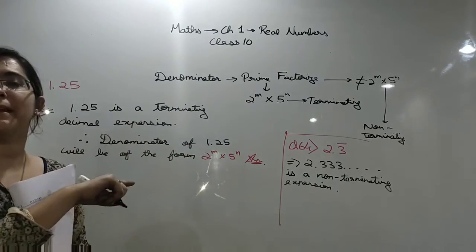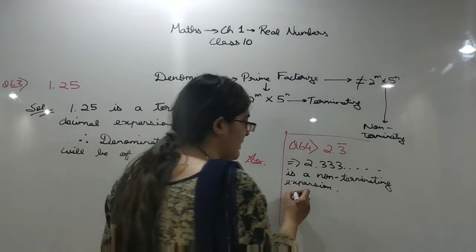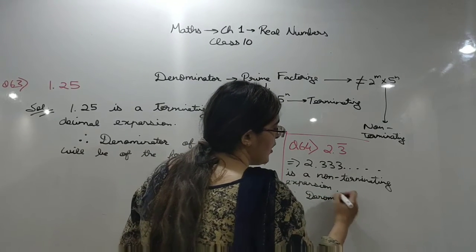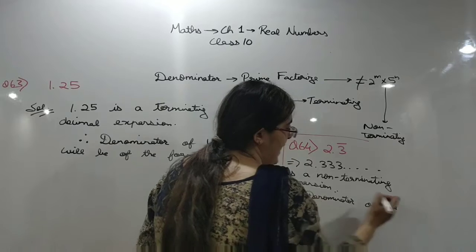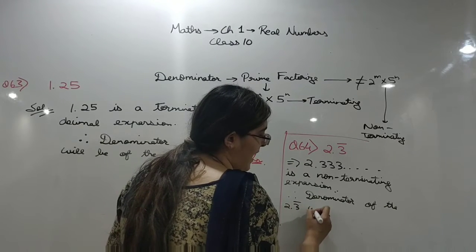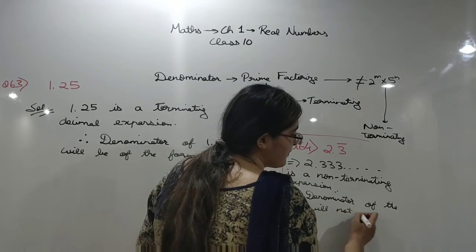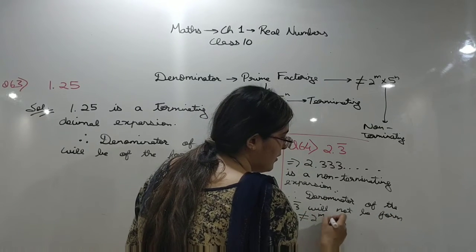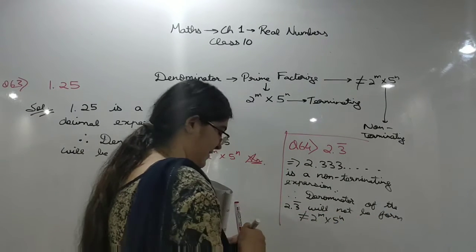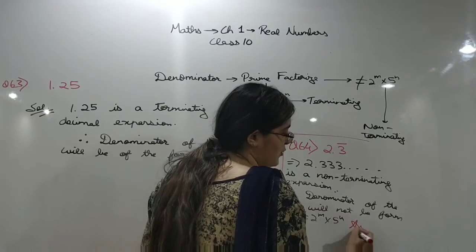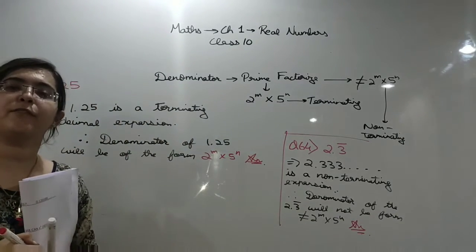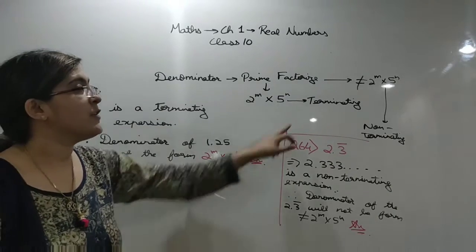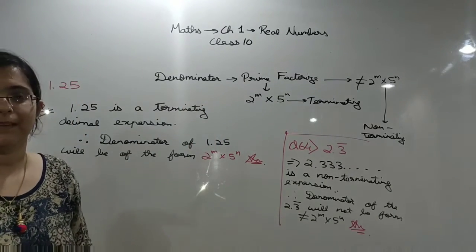So what will be its denominator? It will not be of the form. Therefore, the denominator of the expansion 2.3 bar will not be of the form 2 to the power m into 5 to the power n. Answer. You have to just tell about the denominator of the given expansions. It is very easy. It's clear to you. You have to just reverse these questions.